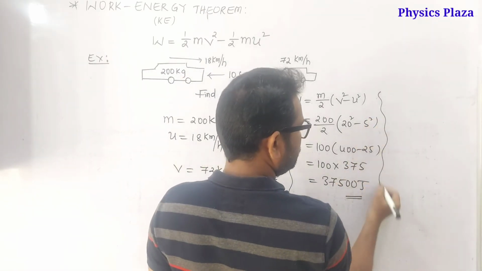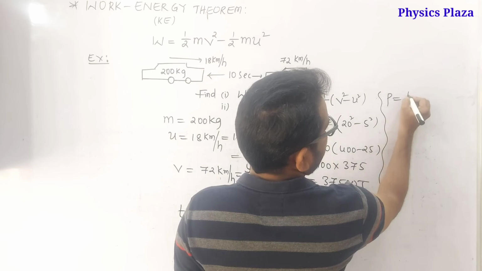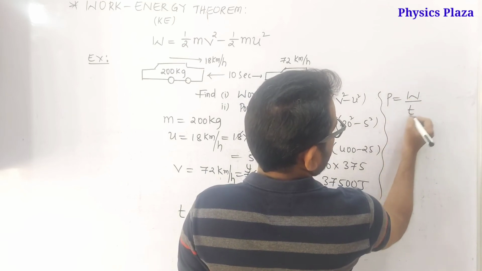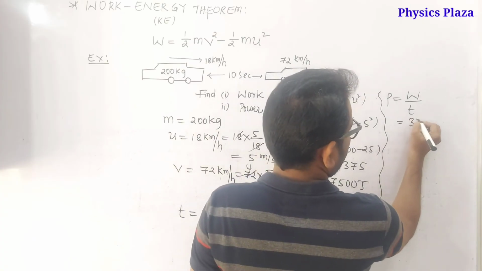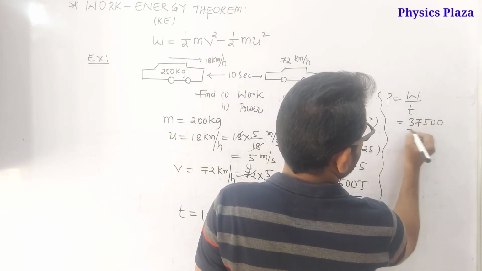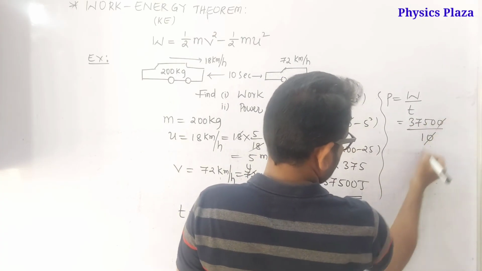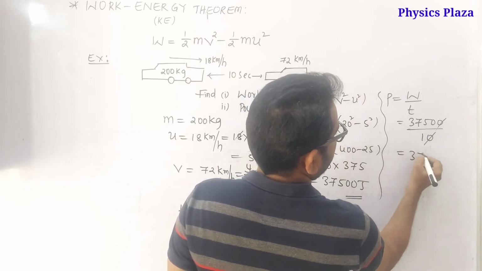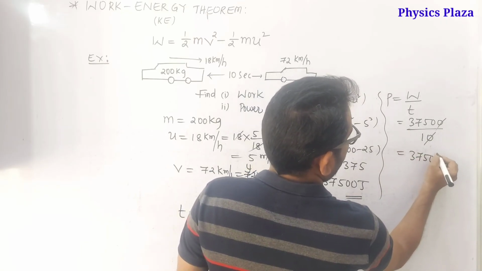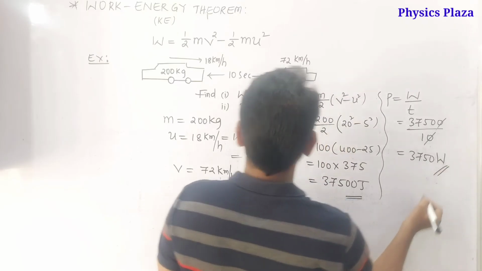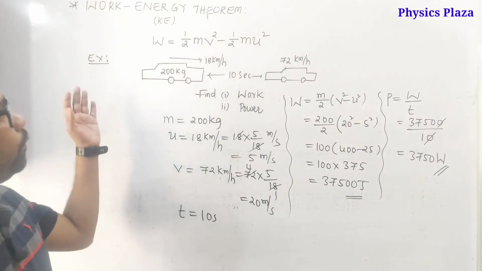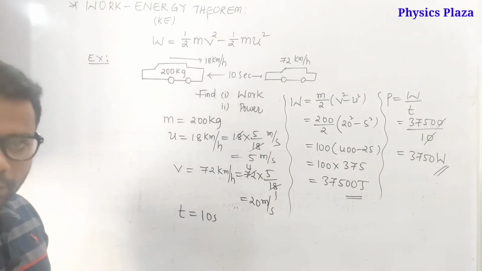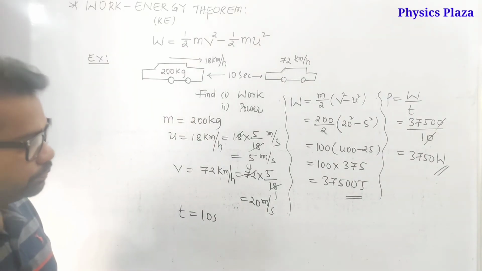Then how do we calculate the power, children? We know that power is equal to work by time. Work we got is 37,500 and time is given as 10 seconds. The zeros cancel, so it will be 3750 watt. So children, this is how numericals can be solved based on the work energy theorem. Hope it's very clear. Just copy it.